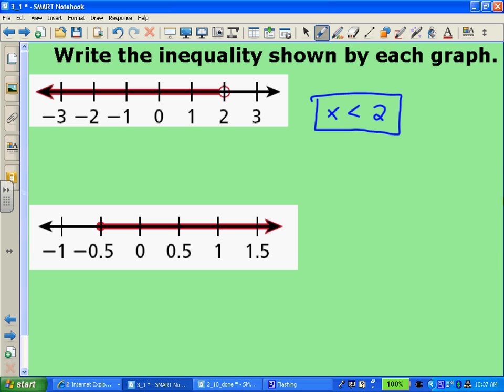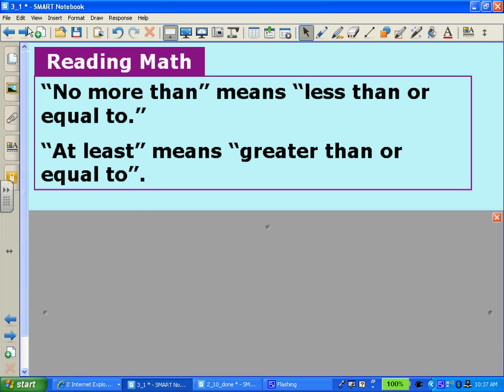Let's look at another one here. Now in this one we have a closed circle and it's going to the right. So if I choose my variable again, closed circle limits me to less than or equal to, greater than or equal to. This goes to the right, which means it's got to be greater than or equal to negative 0.5. So that's how you do the ones where they give you a graph and ask you to write the inequality. It's kind of working backwards.